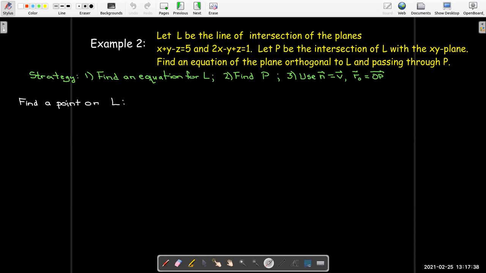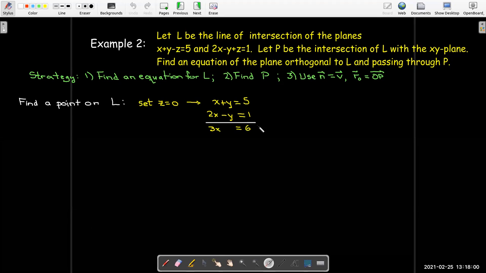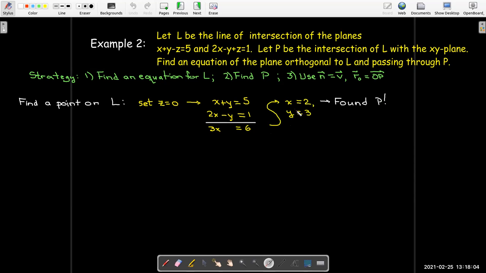All right, so to find the equation for L, I need to know the direction vector and a point on L. So let's find a point on L. Let's go ahead and set z equal to 0. From the equations of the plane, when z equals 0, I'll get a system of equations in x and y. In this case, I can just add those equations together and go ahead and solve the system. And by the way, by setting z equal to 0, I'm finding the specific point on L which is on the xy plane. And that's what our point P is. So we've got P. P has coordinates 2, comma 3, comma 0.